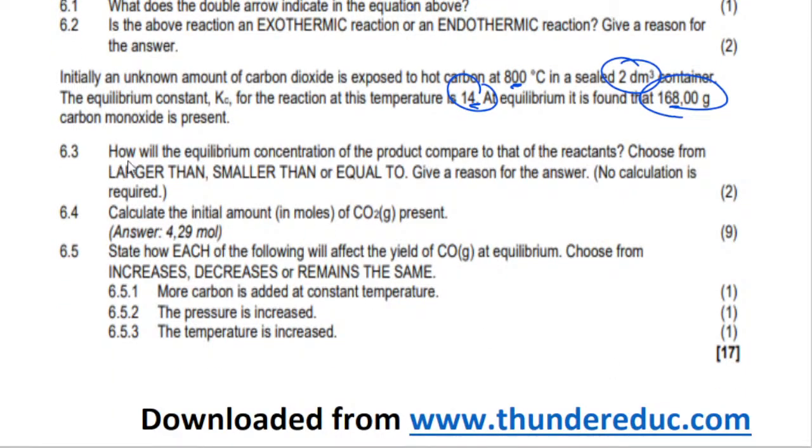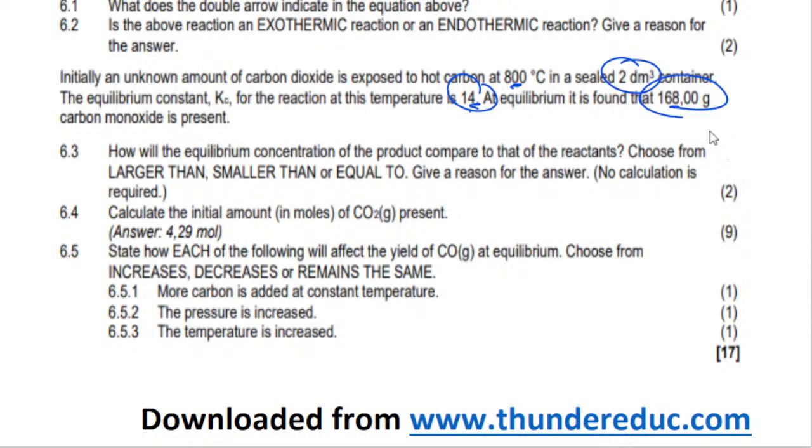So they're asking how the equilibrium concentration of the product compares to that of the reactant. Definitely, because the Kc is greater than 1, therefore the product is going to be more.